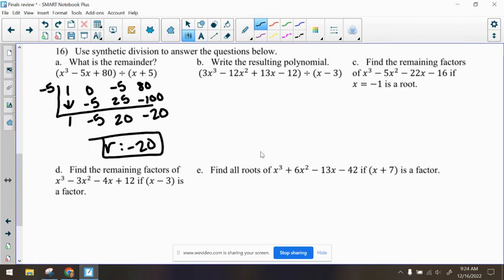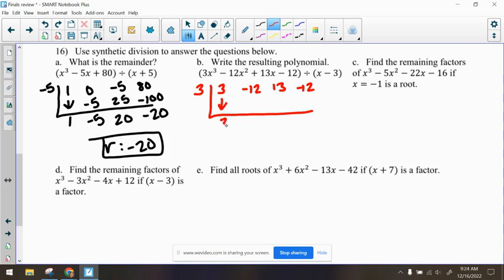Question B says to write the resulting polynomial. So I'm still doing synthetic division. So I put my long L in. This one has no missing pieces, so I'm going to write it across the top. 3, -12, 13, and -12 with a positive 3 on the outside because, again, factors flip.